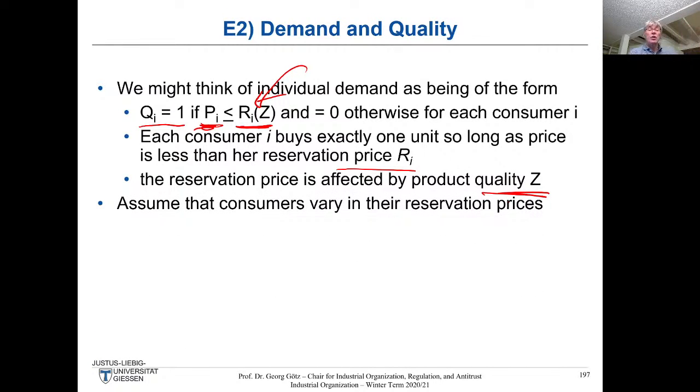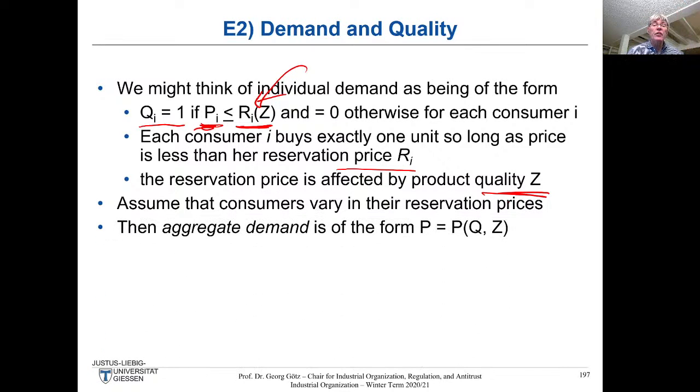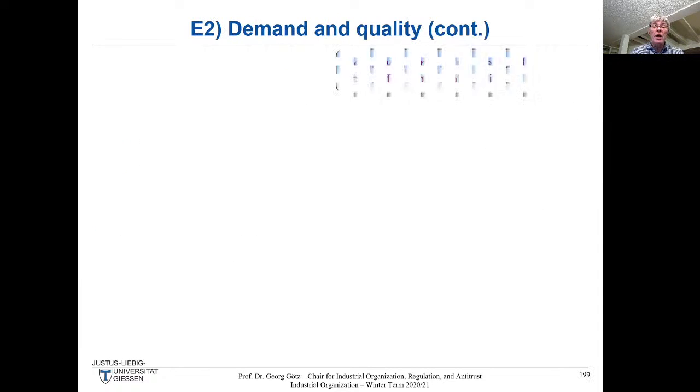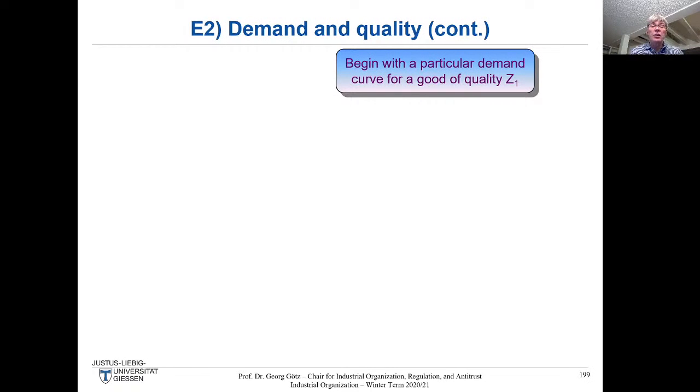And if we assume that consumers are heterogeneous in the reservation prices, just assume some uniform distribution, then we can put aggregate demand in a standard kind of inverse demand function, a standard kind of demand curve, where demand depends, of course, on the quantity, but also on the quality level. Okay, and an increase in product quality increases demand. That's what we assume. And just to illustrate that, I jump forward a few slides here.